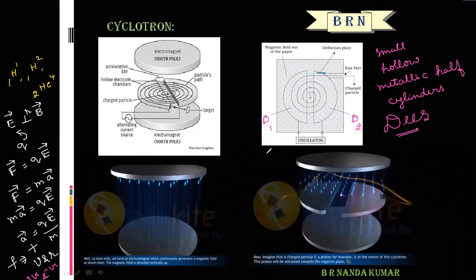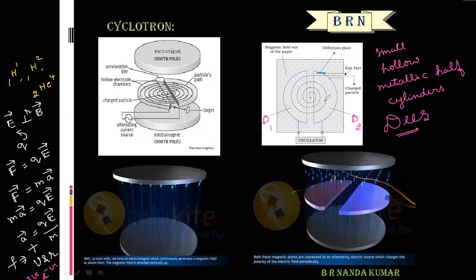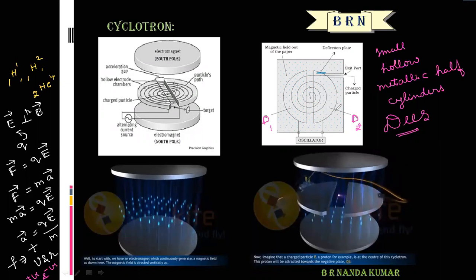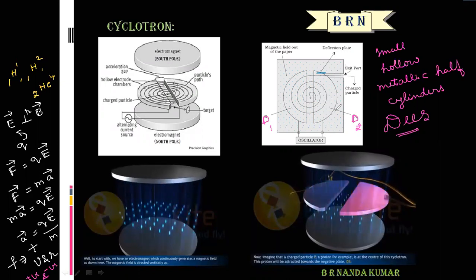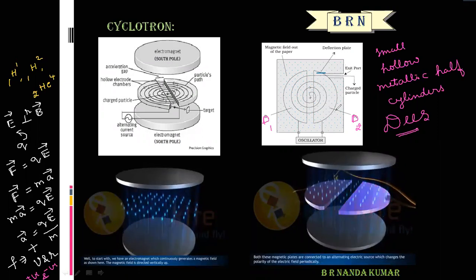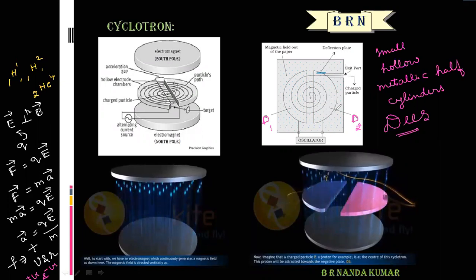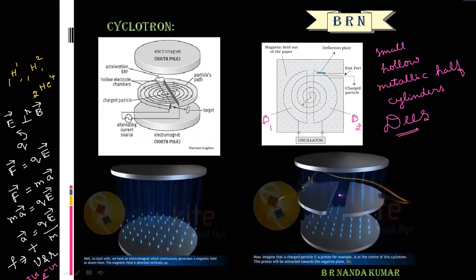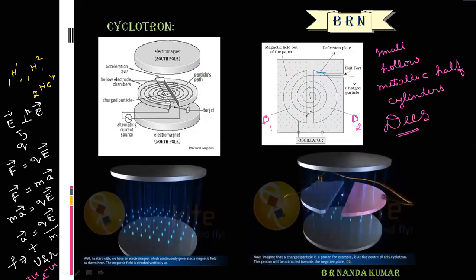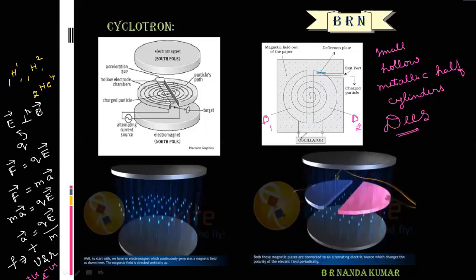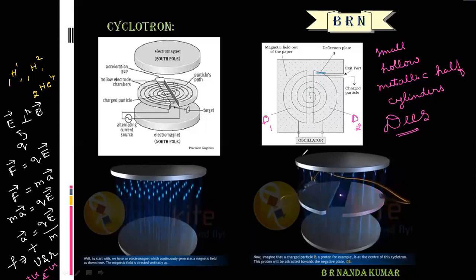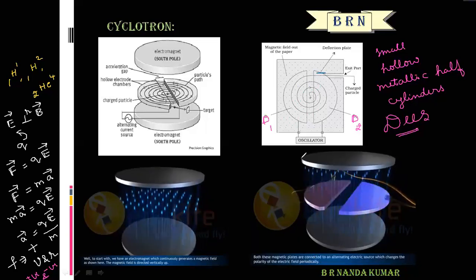The frequency of rotation of a charged particle should be equal to the frequency of the applied AC voltage. That is actually called the resonance condition of cyclotron. The frequency of rotation of the charged particle should be equal to the frequency of the RF oscillator. Okay, that is the third step in the construction.